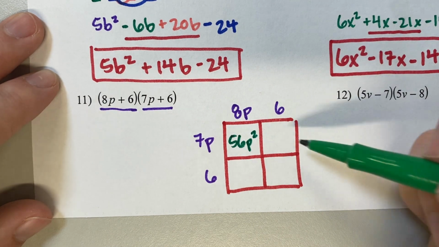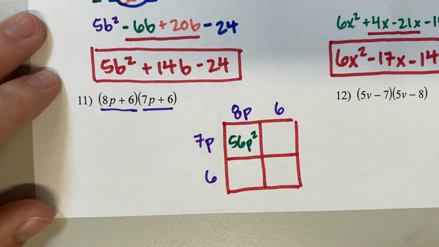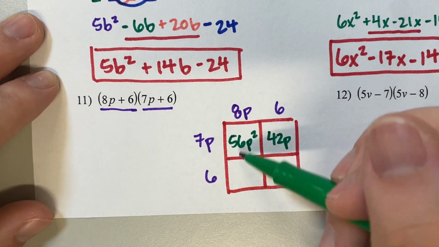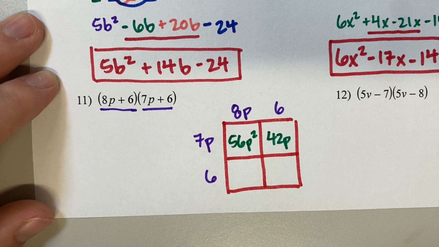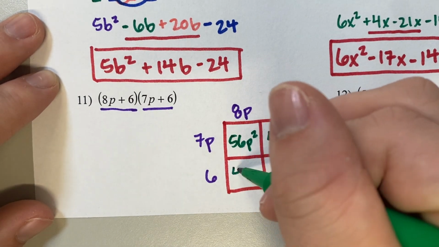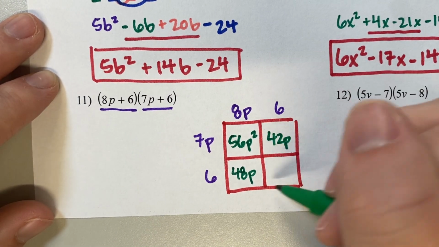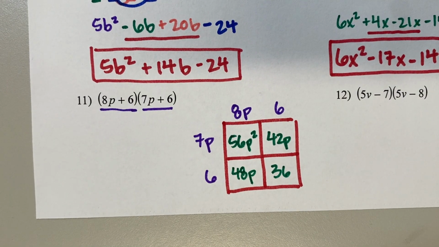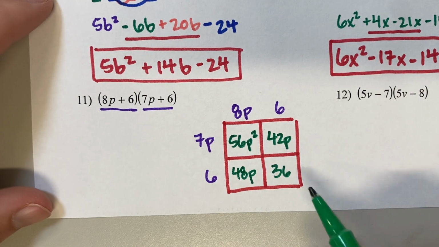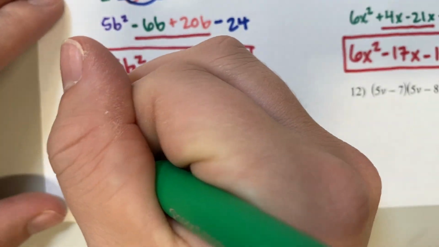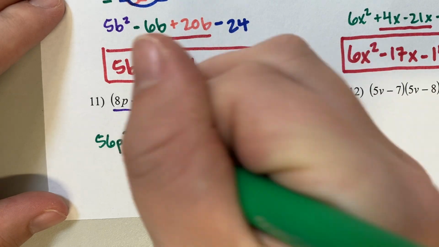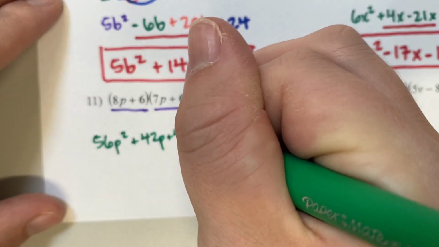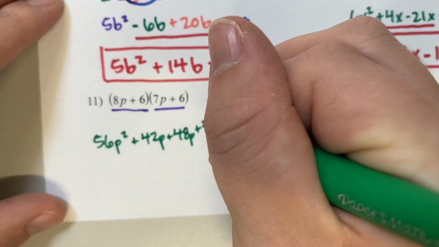56p squared. 6 times 7p is going to give me 42p. 8p times 6, 48p. And 6 times 6, 36. Okay, let's go ahead and write it out in the order we solved it. 56p squared plus 42p plus 48p. Oh no, I'm going to run out of room. Plus 36. Whoops.